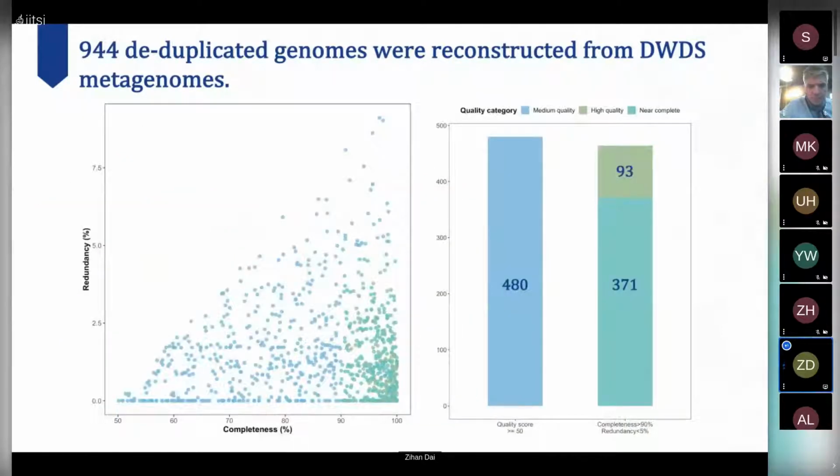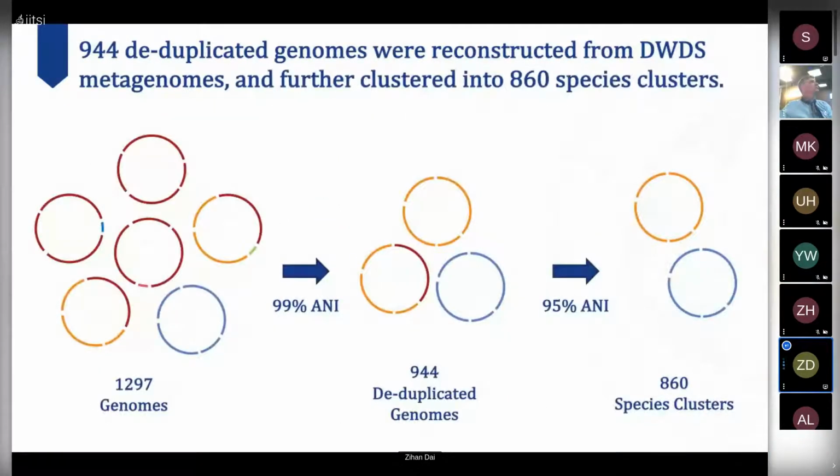According to the minimum information about a metagenome-assembled genome standard, among these 944 deduplicated MAGs, 93 MAGs are of high quality, 371 MAGs are near complete, and 480 MAGs are of medium quality. We further clustered these 944 deduplicated genomes based on an ANI threshold of 95%, which resulted in 860 species clusters.